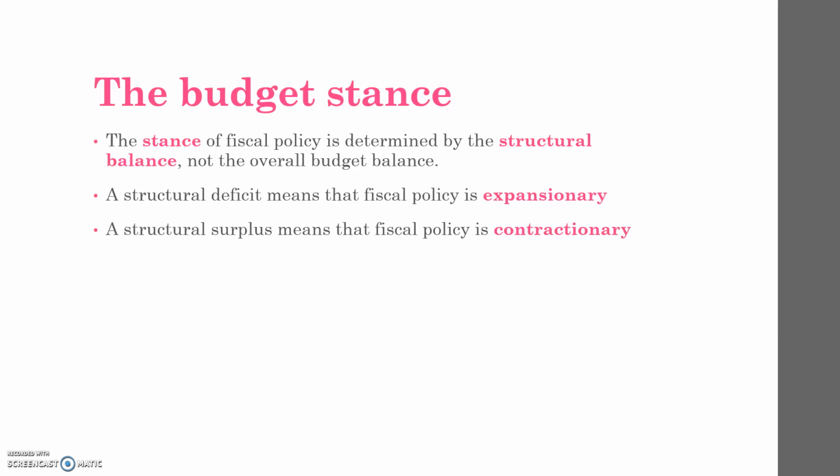So if the structural balance is in a deficit, that would suggest that fiscal policy is expansionary. If, on the other hand, a structural surplus is in place, that would suggest that fiscal policy is contractionary. So you will realize that whether fiscal policy is expansionary or contractionary does not relate to the cyclical balance at all, so it's not mentioned in the slide. The reason for that is, as the first dot point says, the stance of fiscal policy is only determined by the structural balance.